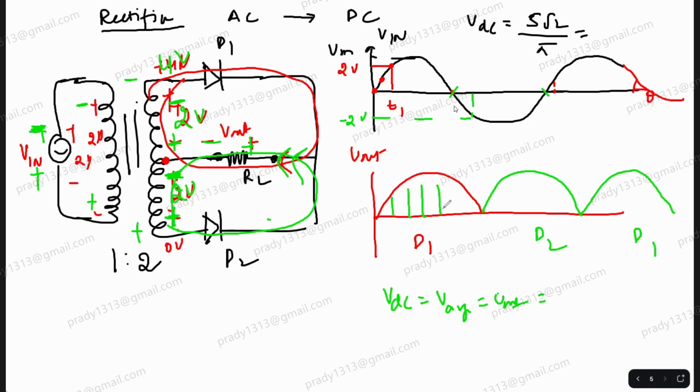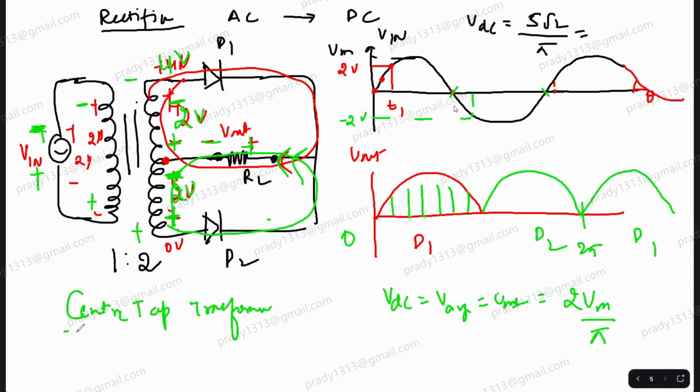Area of this is Vm by pi. What will be the area for 2 pi, the full cycle? Twice the area of a half wave rectifier. Clear? This is called a full wave rectifier with center tap transformer.